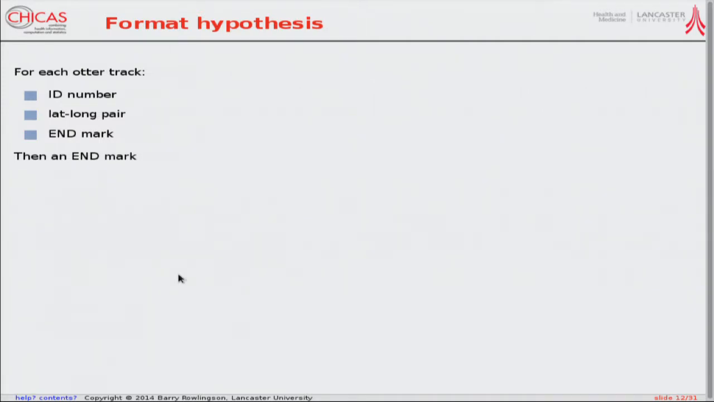So let's look at our otter data again. So we've got this hypothesis of what this file is looking like. We think it's an ID number, then some latitude-longitude pairs of the track, and then an end mark, and then there's another end mark at the end.